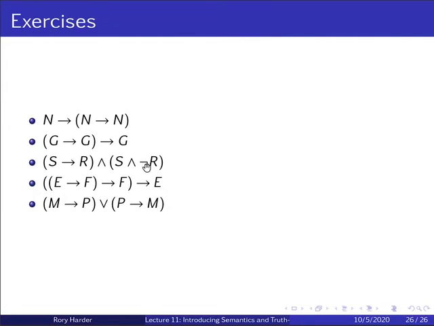So the first thing to note is that there are two atomic sentences in this formula. There is S and there is R. So we know that there will be 4 rows of our truth table. And we know that there will be 3 main columns: one for S, one for R, and one for the entire formula, of which the main connective is this conjunction here in the middle. So let me switch to this other screen.